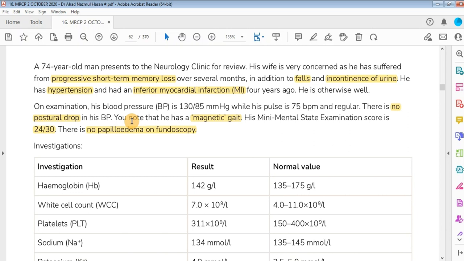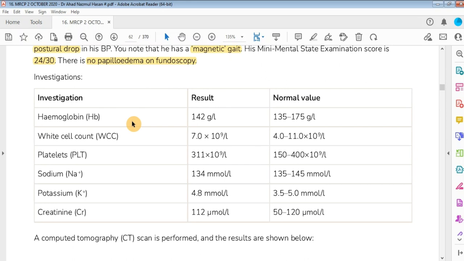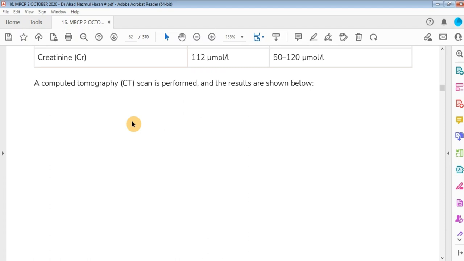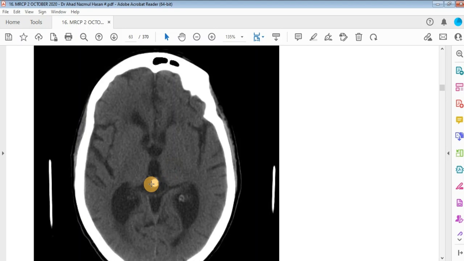You note that he has a magnetic gait. His mini mental state examination score is 24 by 30. There is no papilledema on fundoscopy. HB 14.2, TLC 7, platelet 311, sodium 134, potassium 4.8, creatinine 112. Everything is normal. The CT scan is performed and this is shown as below. So the CT scan is showing the enlargement of the third and fourth ventricle here.